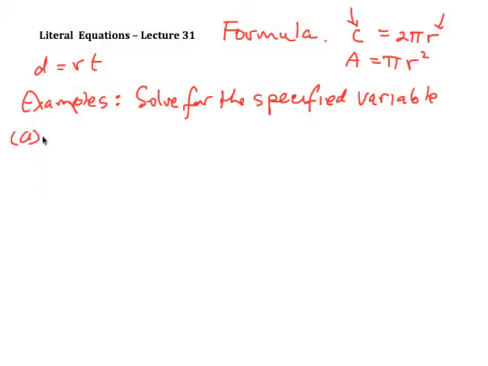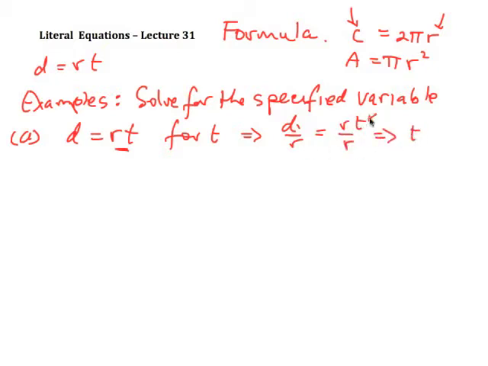Alright, part A. Let's do the easy one: distance equals r times t, and we want to solve this for t. We need to undo what's going on here. This is a product, so we divide both sides by r. We end up with d over r is equal to rt over r, which implies that t, because these cancel, is equal to d over r.